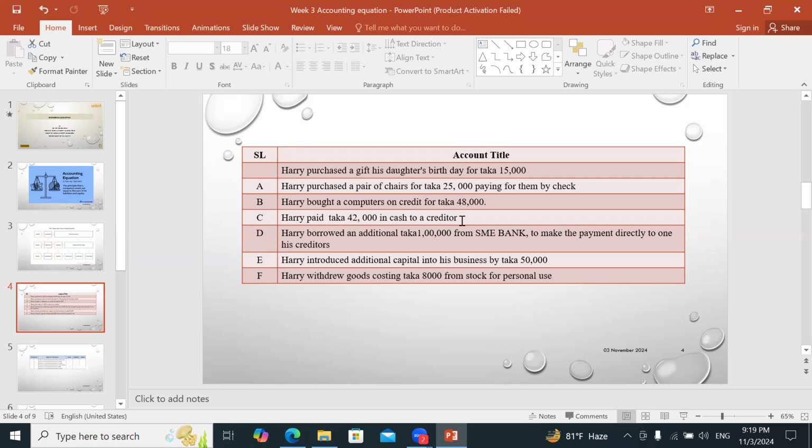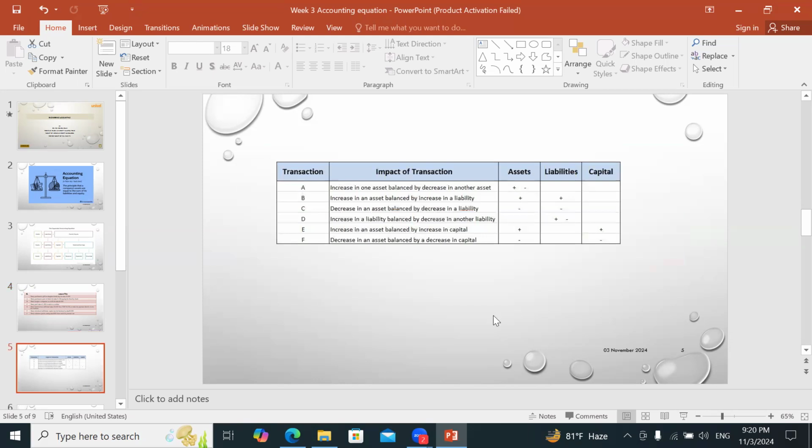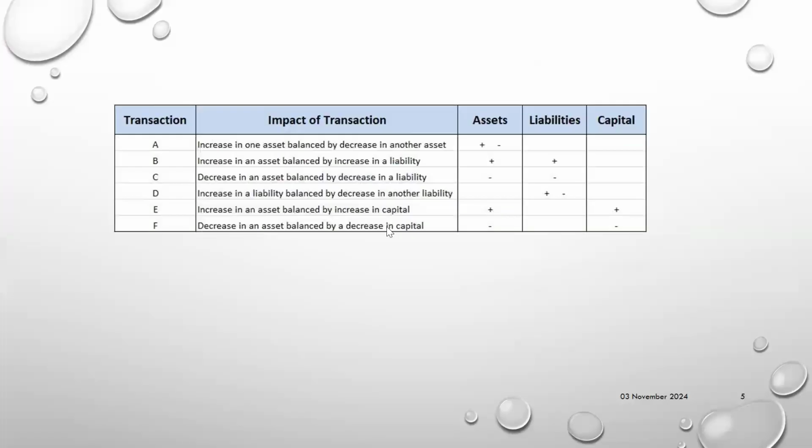Against a creditor. Creditor means accounts payable. Account payable decrease or increase? Decrease. One kind of liability decreases and another, asset, decreases. Both are minus. This is a decrease in asset balance by a decrease in liabilities. Minus and minus.